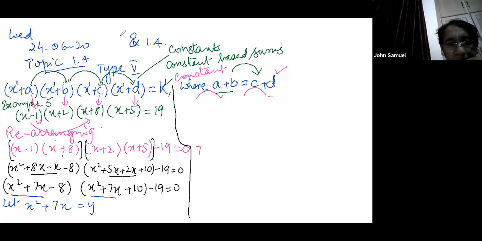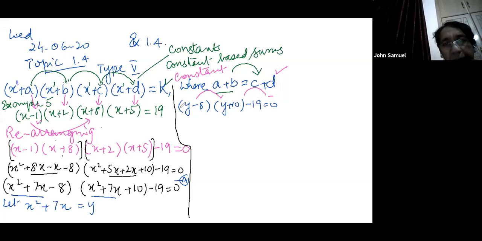Okay, my dear. So what we'll do here now, we'll replace this y here in this equation. You can say it's a or you can say it's 1. So I'm replacing y here. So it would be equal to, instead of writing this one, I will write y minus 8 this time, and y plus 10, minus 19 is equal to 0.